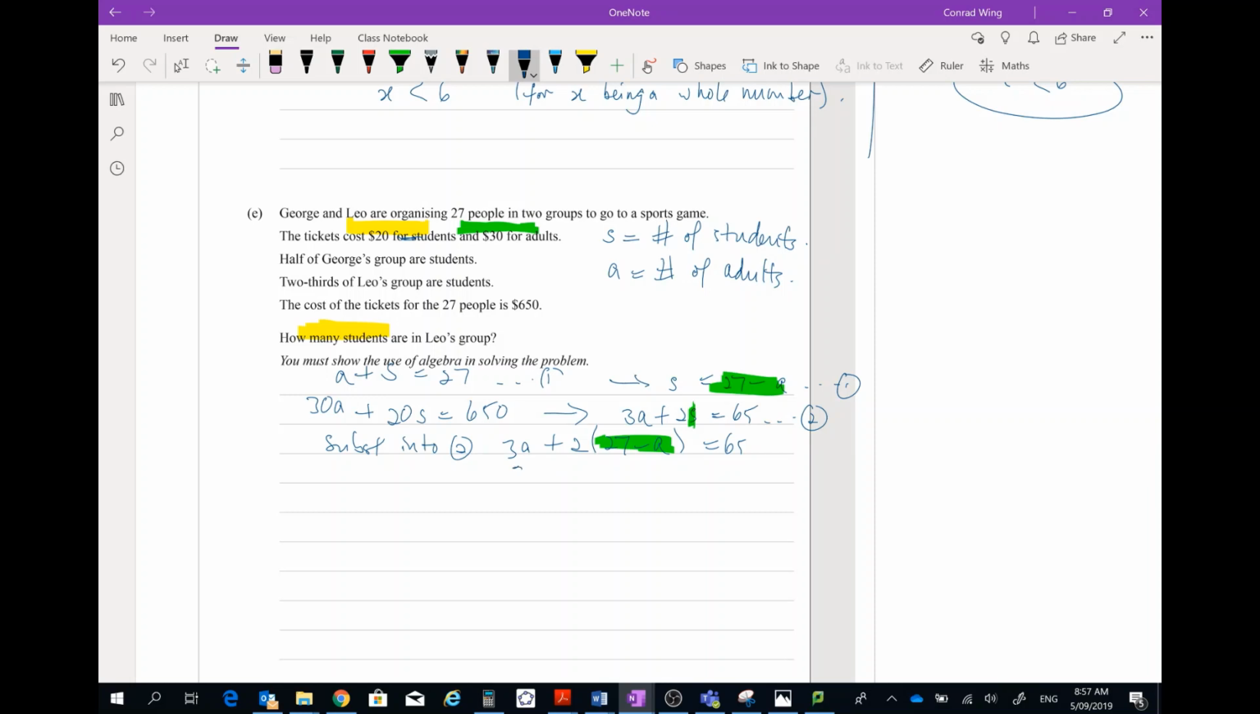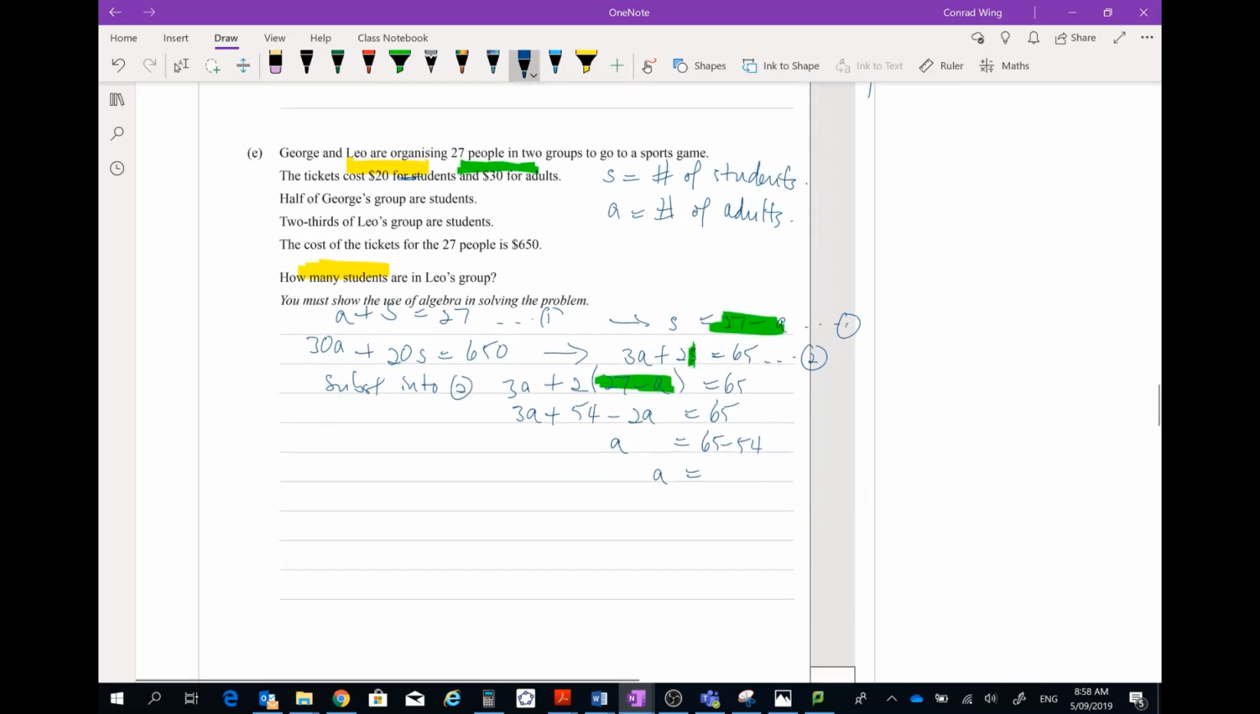This is 3A plus 2 times 27, 54. 2 times negative A is negative 2A. This is 65. 3A minus 2A is what, Will? A. And if I get rid of the 54 from both sides, I'll get the number of adults. What's that? 11. Alright, so number of adults is 11, and this tells me the number of students must be what? 16. Alright, we're not done yet, hey?